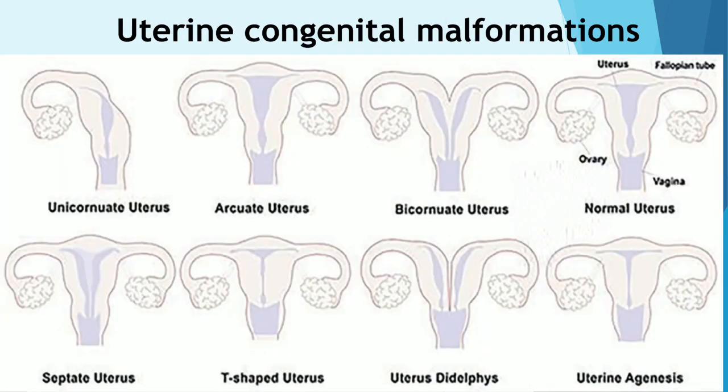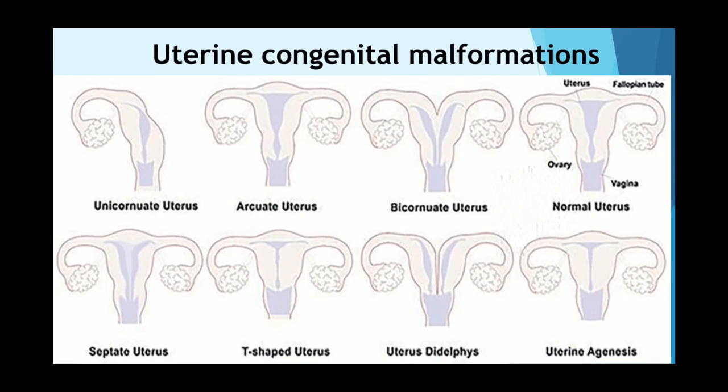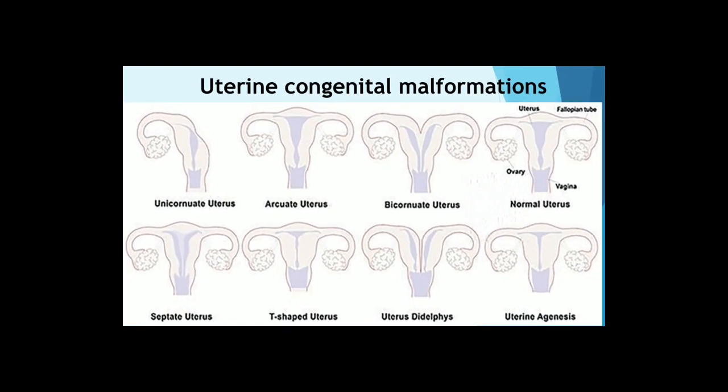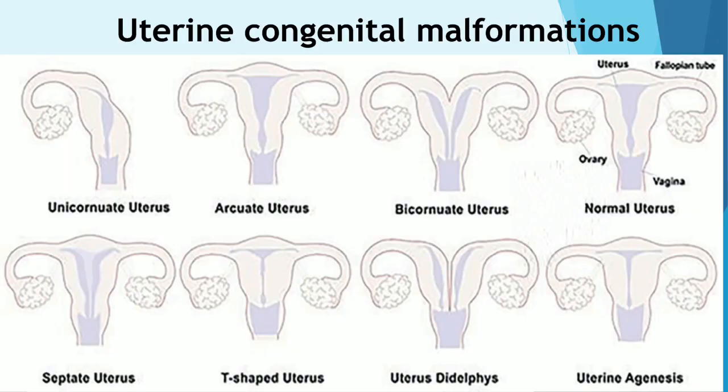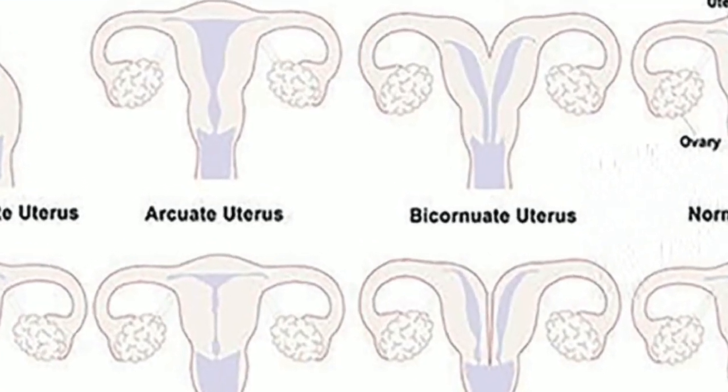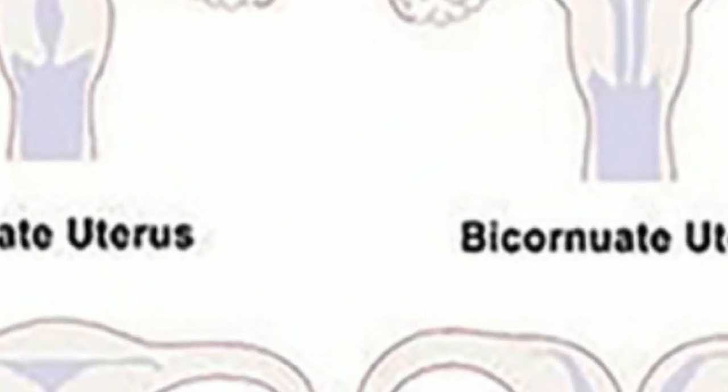Talking about the congenital malformations that you find in the pelvis, you have here an illustration of the uterine congenital malformations. Recall that in formation of the uterus, the middle part of the right and left paramesonephric ducts unite to form the uterus. So if this does not occur properly, you have uterine congenital anomalies like the bicornate uterus, unicornate uterus, septate uterus, T-shaped uterus. All these are illustrated right here.